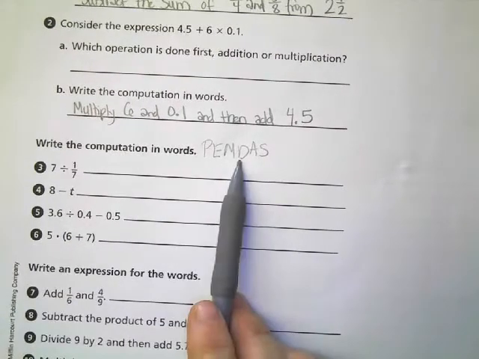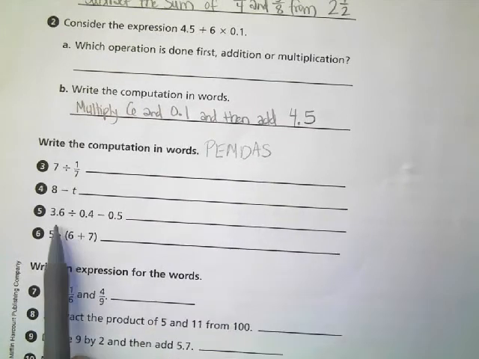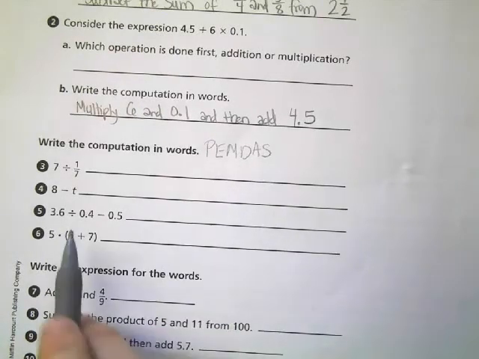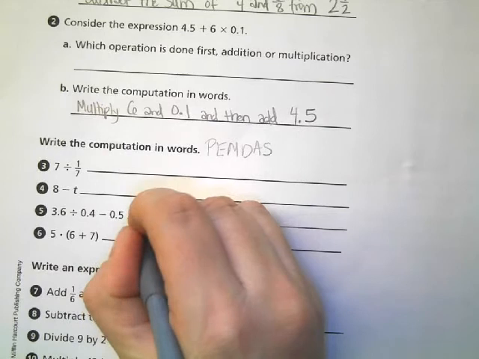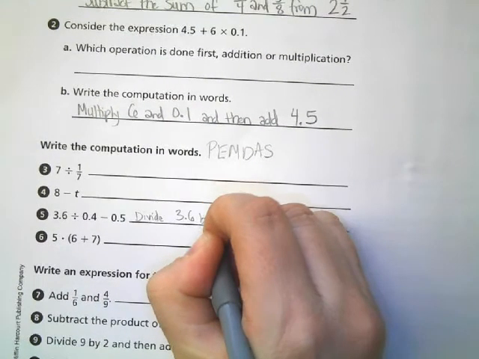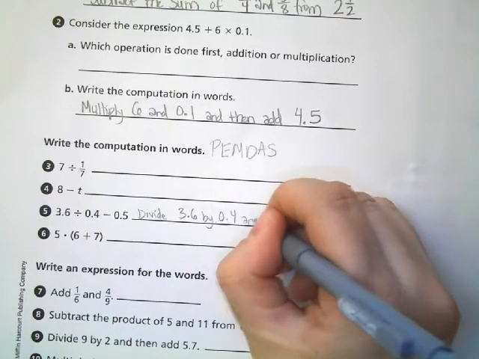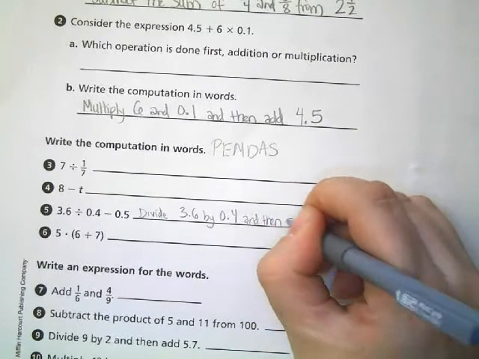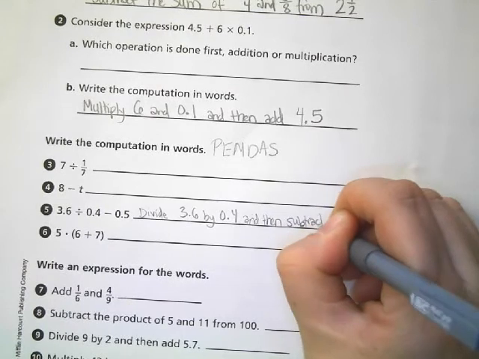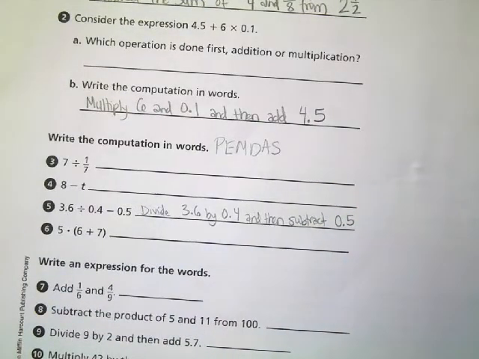Okay. So number 5, do I do division first or do I do subtraction first? What comes first in PEMDAS? Division does. So I'm going to say divide 3.6 by 0.4, and then subtract 0.5.